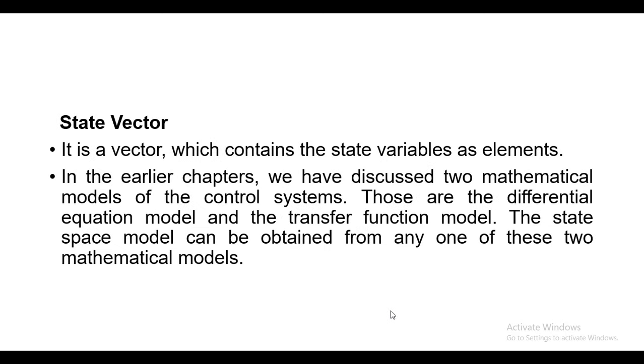Next we have to see the term state vector, which is very important. It is a vector which contains the state variables as elements; the state variables can be arranged as a matrix called the state vector. Because there are a number of state variables, we have to represent them in the form of vectors and matrices. That's why it is a vector which contains the state variables as elements.